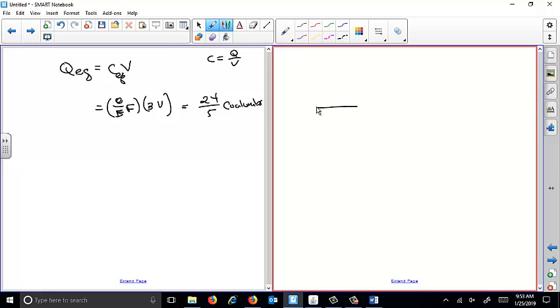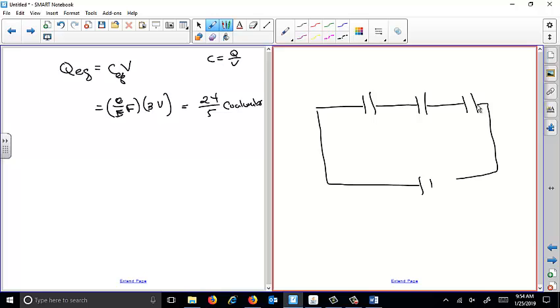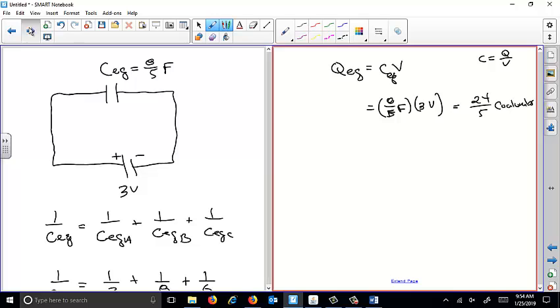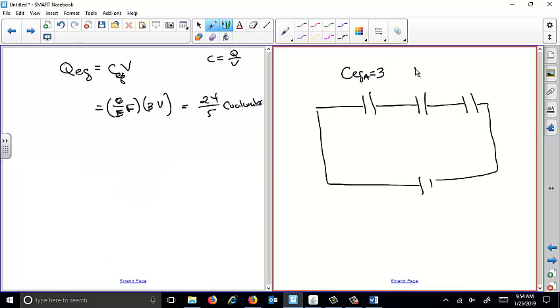So I'm going to go ahead and draw this in, even though I've got it on a previous page. So here's my battery. Now I've got the three capacitances. I've got equivalent capacitance A, which was, what were the numbers here? 3, 8, and 6. Okay. Farads. So those are the three capacitances.